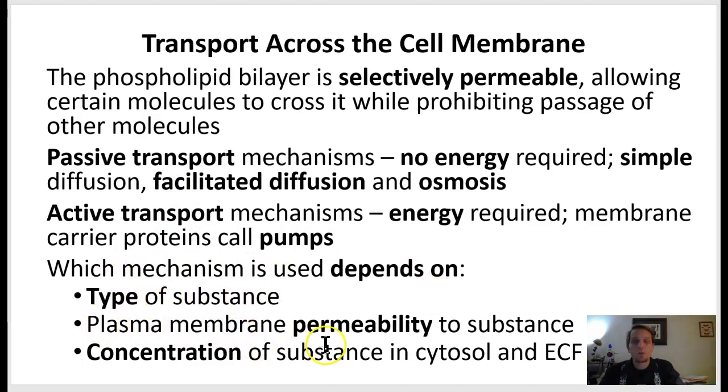So which mechanism is used depends on the type of substance that needs to get in or out. And so we do have a permeability. It's not just a solid surface that protects the cell from the outside elements, but it is a cell that is dynamic and living, so some things need to get in, some things don't. So the concentration of a substance within the cytosol and the extracellular fluid, these two are dynamic and ever-changing concentration, and the cell has to maintain a certain concentration regardless of what that extracellular fluid is.